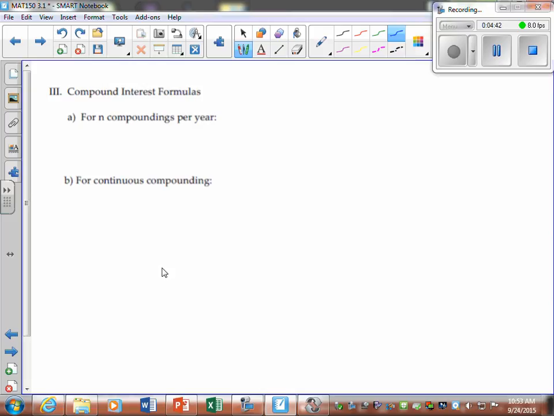The next thing is we're going to use compound interest formulas for n compoundings per year and then for continuous compounding. So I'm going to pause it and write formulas for these.